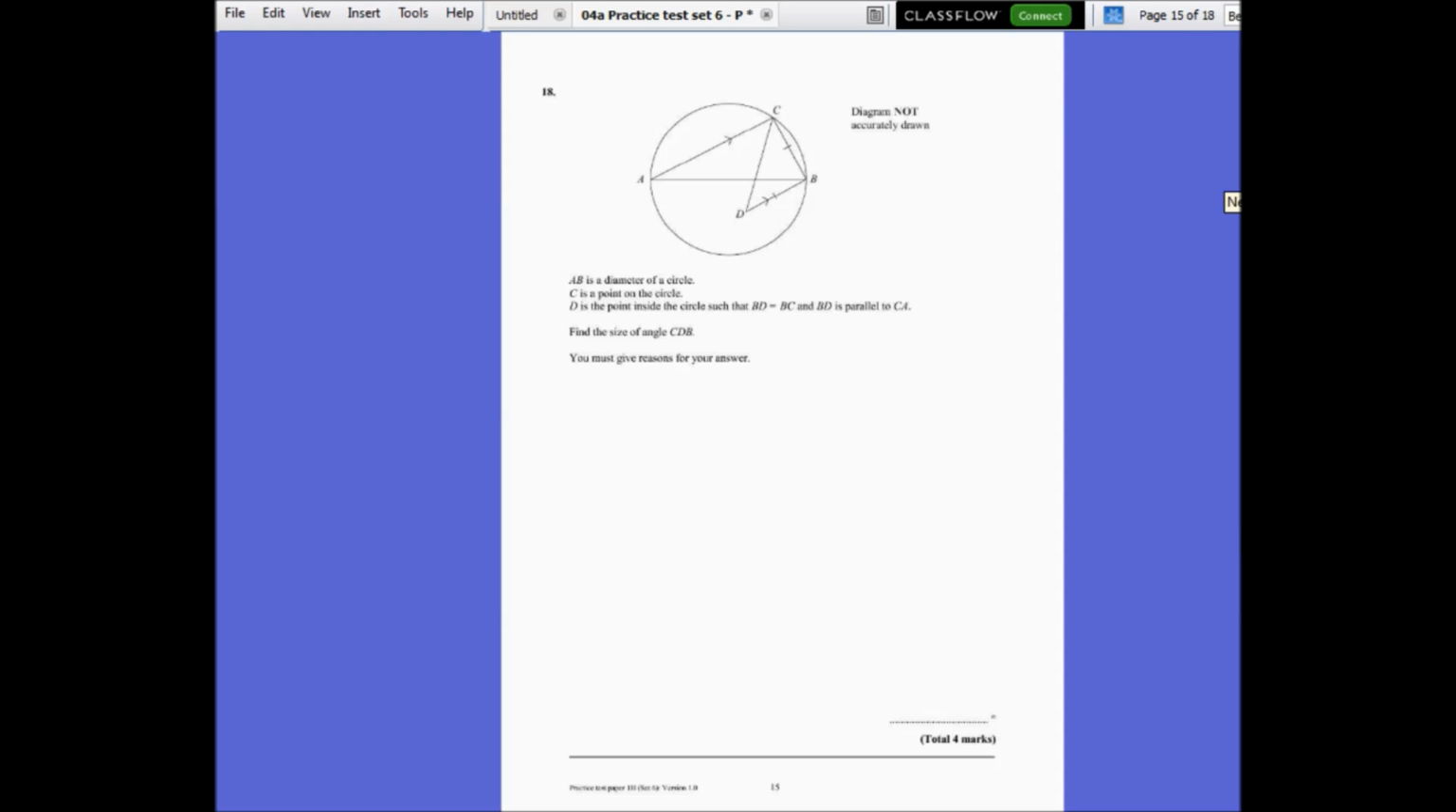Question 18. AB is the diameter of a circle, C is a point on the circle, D is a point inside the circle, such that BD equals BC, and AC and BD are parallel to each other. So we can see these markings are already on here for us, and we've got that that's parallel to that and that's parallel to that. The first thing we need to say is that angle ACB equals 90 degrees because, and it asks for reasons here, angles in a semicircle is 90 degrees.